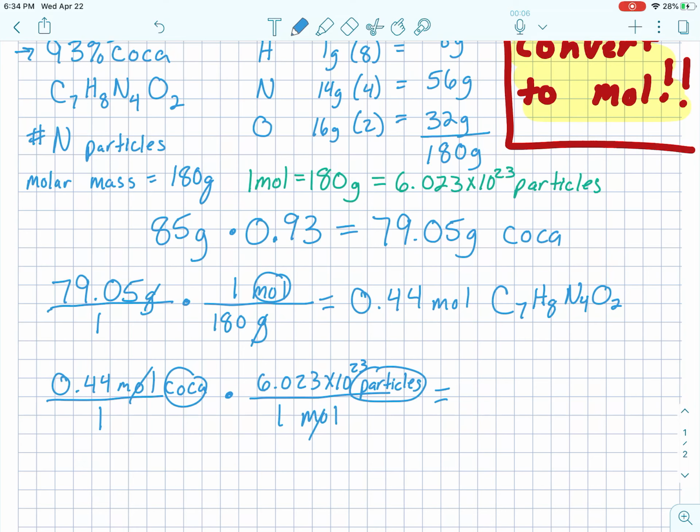So type that in your calculator. 6.023 times 10 to the 23rd. And you're going to multiply that by 0.44. And I get 2.65 times 10 to the 23rd. Don't forget your units. That's going to be particles of coca. Okay?